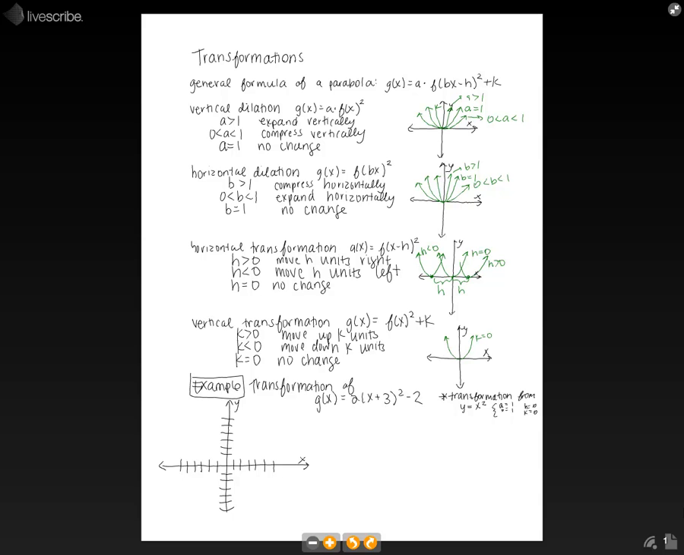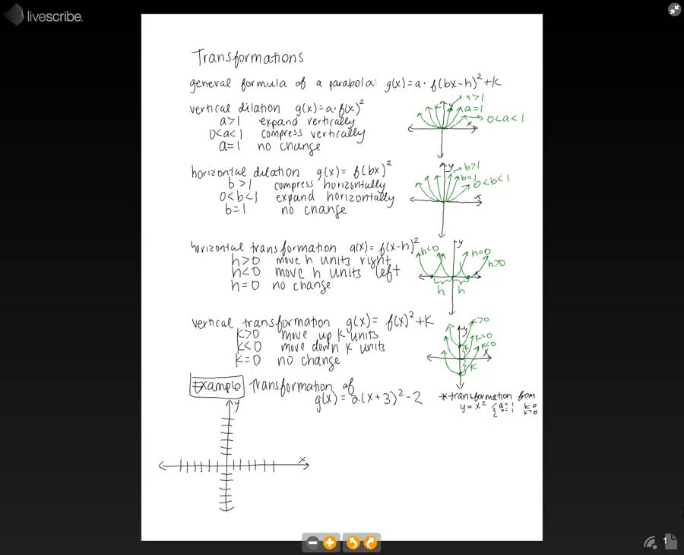If we move up k units when k is greater than 0, it looks like this, with the distance of k units moved up. When k is less than 0, it looks like this, with a distance of k units moved downwards. So let's do an example.